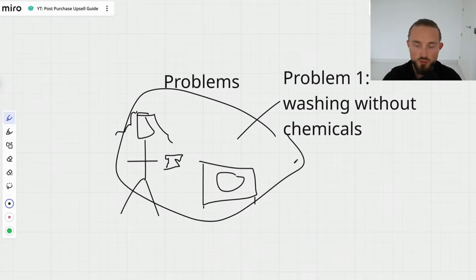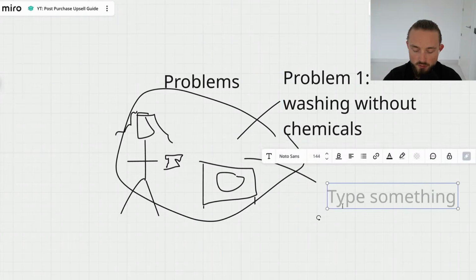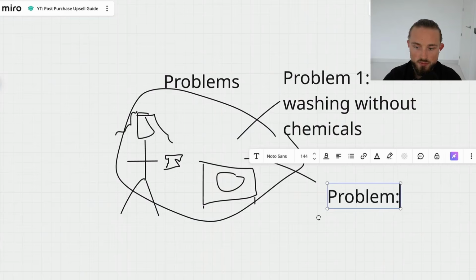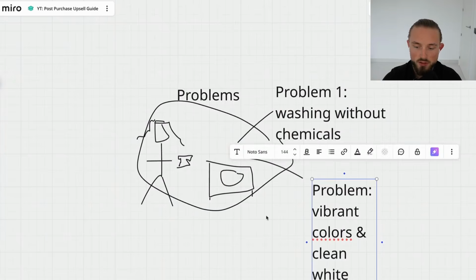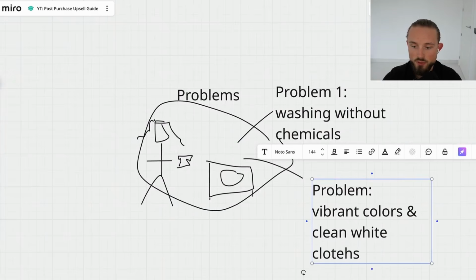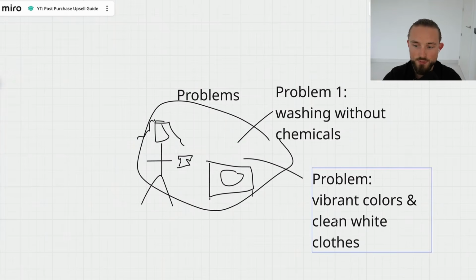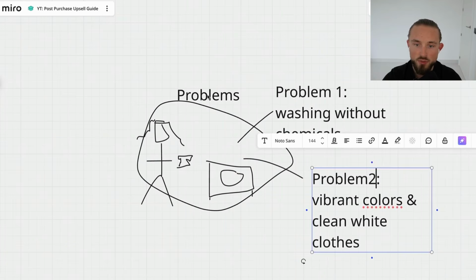Now, what is another problem she's facing, right? She wants to get vibrant colors and clean white clothes, right? So this is another problem that she's facing. This is problem number 2.